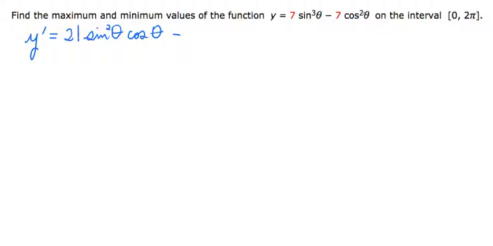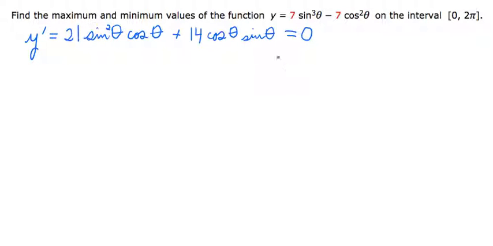So for this, we pull the 2 down, multiply it by the 7 to get 14 times cosine of theta to the first power by the chain rule times the derivative of cosine theta. The derivative of cosine theta is negative sine theta, and a negative times a negative will become positive right there. Now this is going to exist for all theta because sine and cosine exist for all theta. So to find critical values, we'll set this equal to 0 and solve.